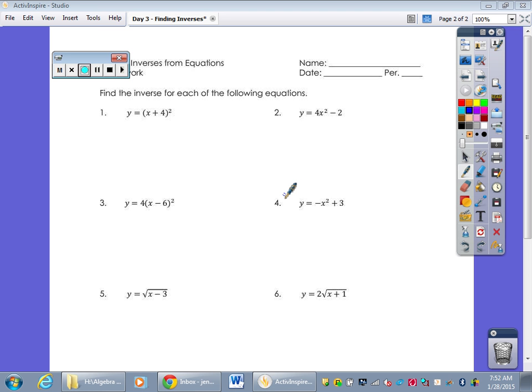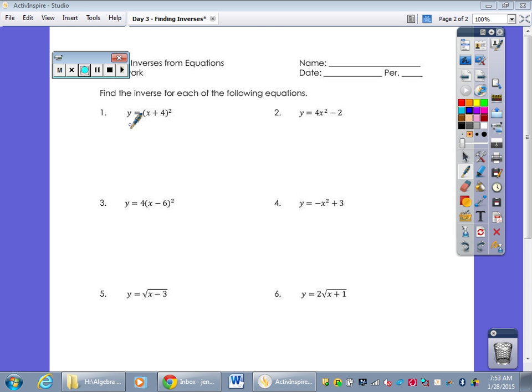Okay, so today in class we learned how to find the inverse of a square function, and it's going to involve a square root function. So in each of these, all we have to do is take the x and the y and switch them, and then solve for y.